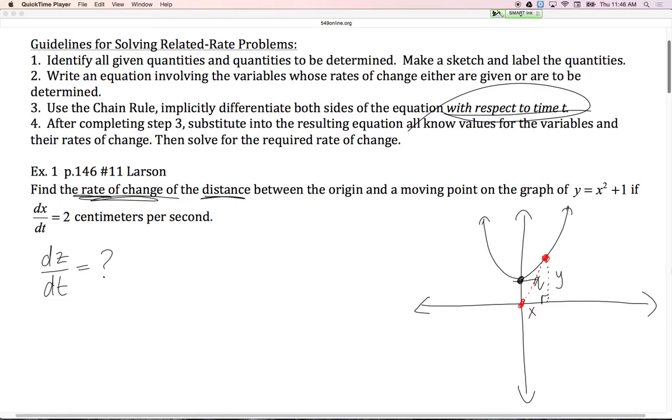Okay? And I want to know the distance between the origin and the moving point, which again we represented with z. On the graph of y equals x squared plus 1, nothing new there. If dx dt is 2 centimeters per second. So is that a given or an unknown? Yeah, that's given. So dx dt is equal to what? 2 centimeters per second.